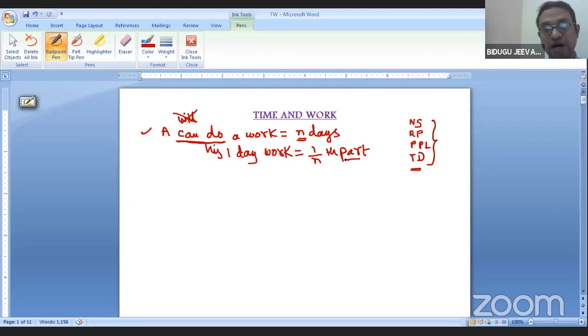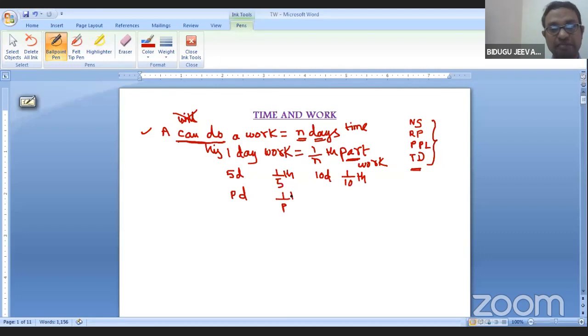See, part and days. Days represent time. Part represents work. So time and work both are inversely related. Suppose I can do a work in 5 days. My 1 day work is 1 by 5th part. Is it clear, all of you? I can do a work in 10 days. My 1 day work is 1 by 10th part, right? I can do a work in P days. My 1 day work is 1 by Pth part. Are you following my point? Right? Now this is the first point.